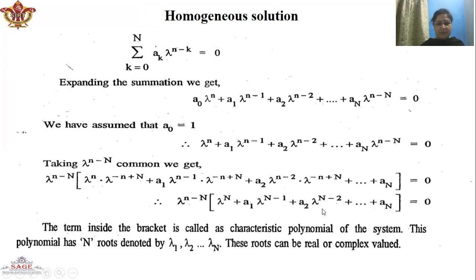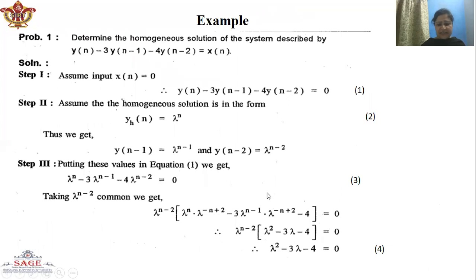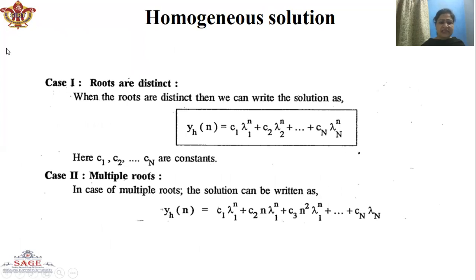Now we can see this polynomial has N roots, which can be represented by lambda 1, lambda 2 till lambda N. These roots can be real or complex values. Now we will solve this characteristic equation and we will represent all the roots as lambda 1, lambda 2 and lambda N. Now we will discuss the different cases when the roots of these equations can be real or complex values. First we will see when the roots are distinct.